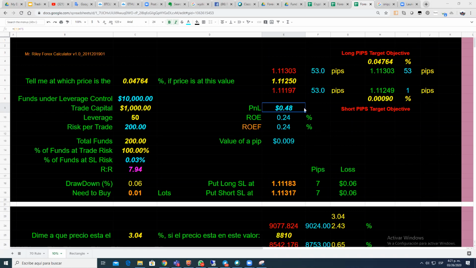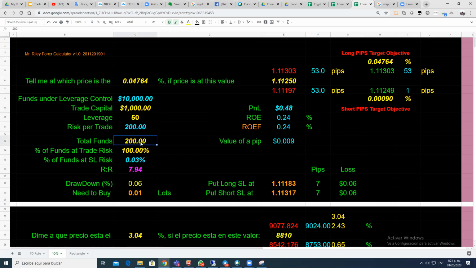So, as I told you, the smallest amount I can trade is one mini lot, which is a trade capital of 1,000. On a 53 points move, I will only make 48 cents. So I start to play with these numbers. That is going to depend on my total funds.